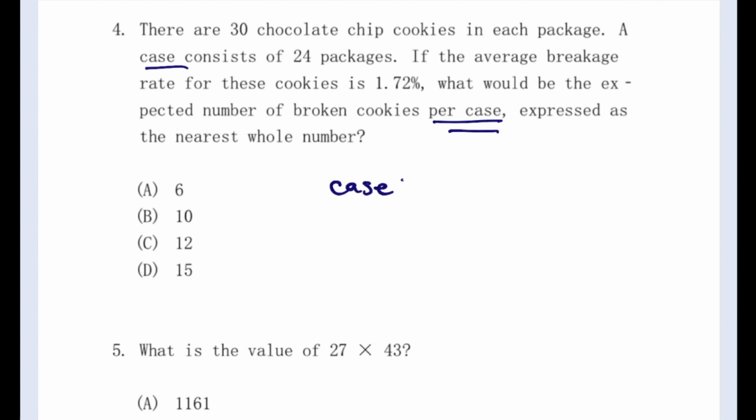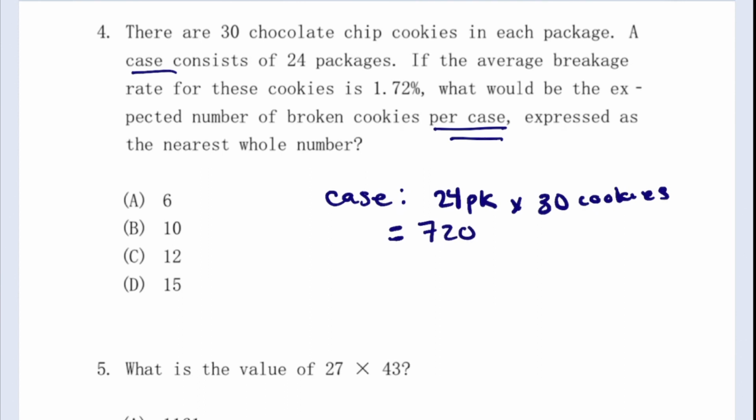Okay, so this is super wordy. The first thing we want to look at is what they're asking. They're asking the expected number of broken cookies per case. So let's figure out how many cookies are in a case. A case consists of 24 packages, and each package has 30 cookies. So 24 times 30 is going to give us 720 cookies per case.